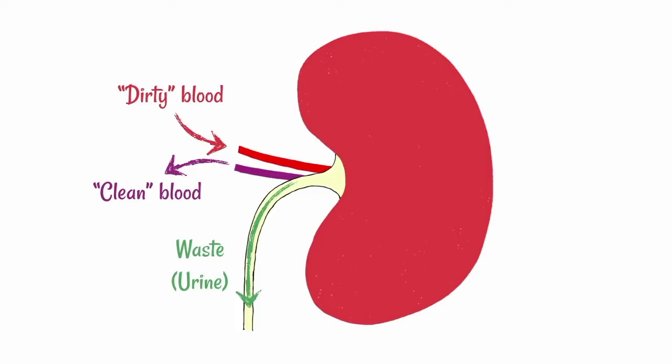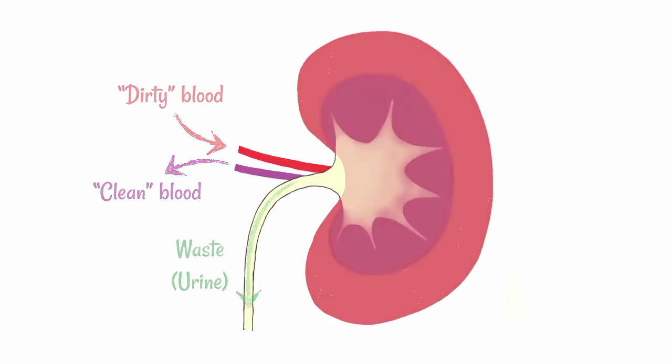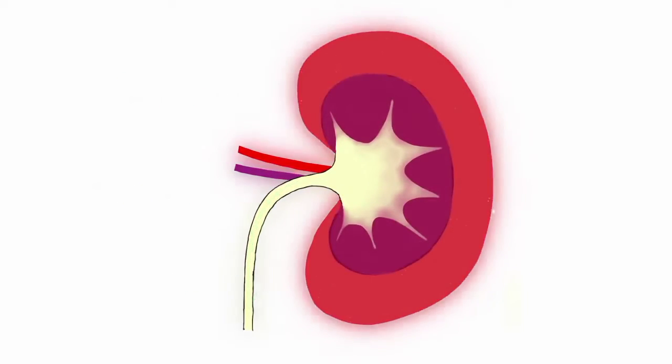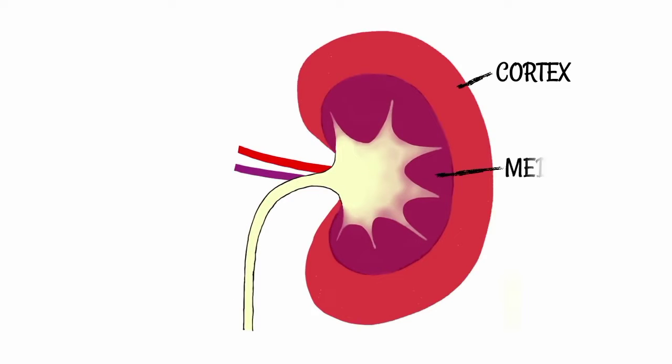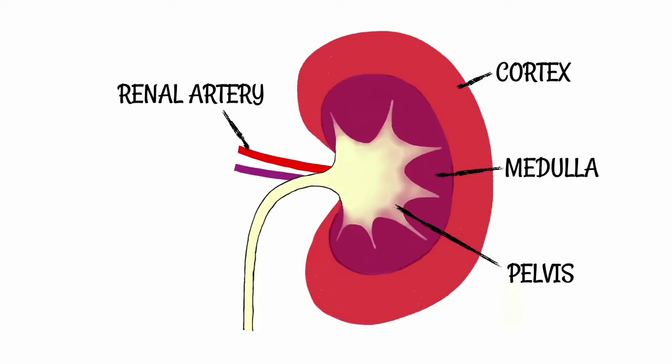If we look at the cross-section of the kidney, the outermost part is known as the cortex. The next part is the medulla. Next is the pelvis. And the artery that supplies it is known as the renal artery. Renal is just an adjective which describes things to do with the kidney.